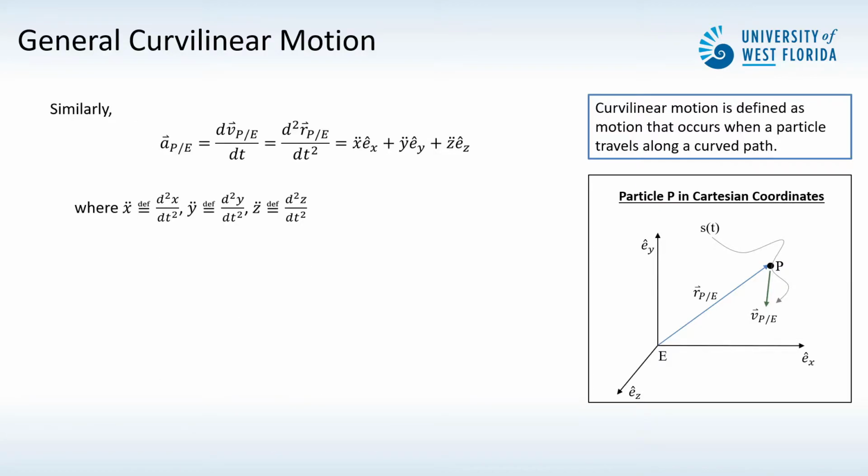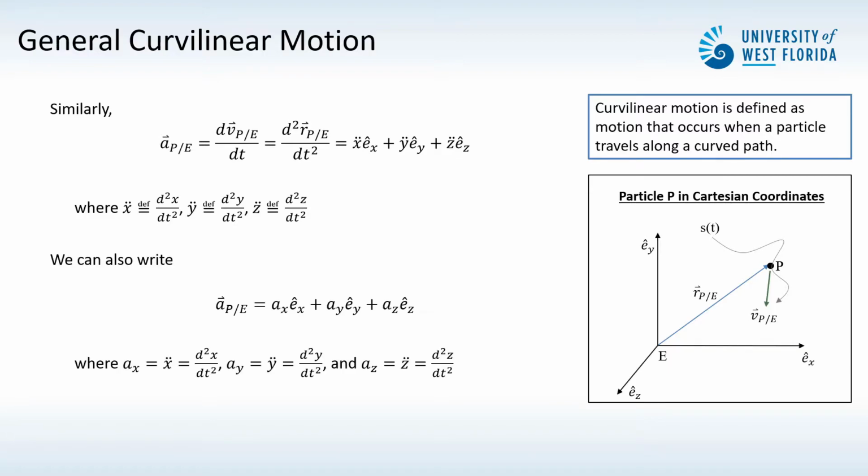Now we're going to do the same thing with acceleration. The acceleration of p with respect to E is the derivative of the velocity vector, which is equal to the second derivative of the position vector. And this is x double dot ex plus y double dot ey plus z double dot ez, where anything with a double dot over it indicates the second derivative of that variable with respect to time.